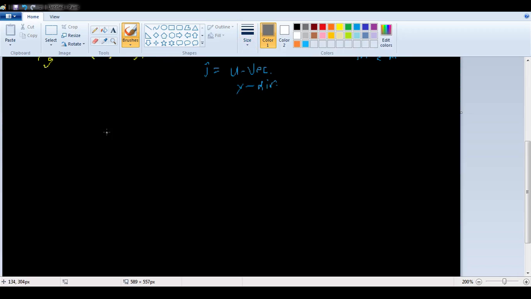Let's set these up a little bit better. So we're going to get an x direction, and we're going to get a y direction. Let's spread these out a bit. Let's just look at the x direction first.